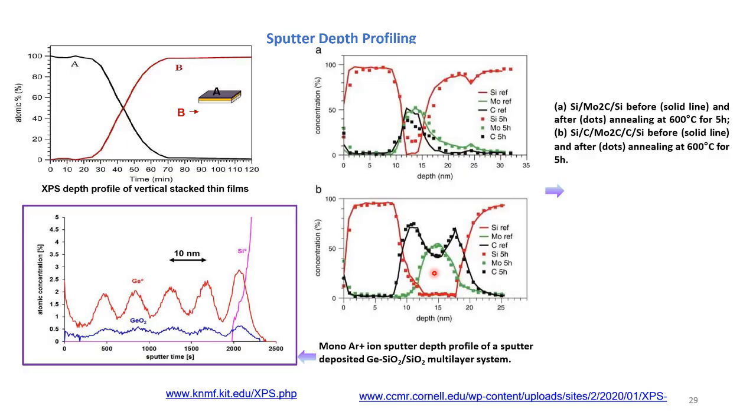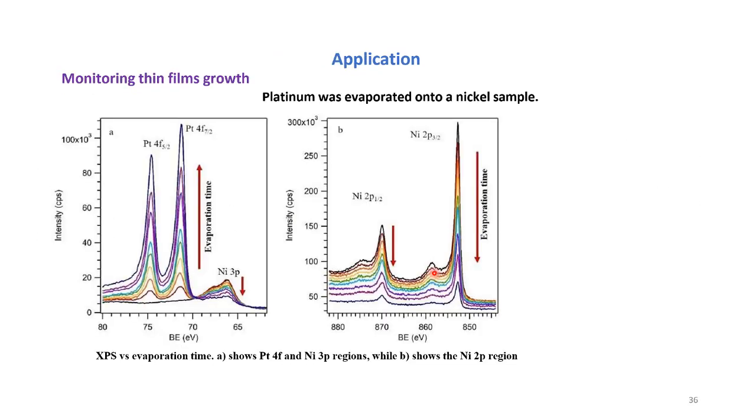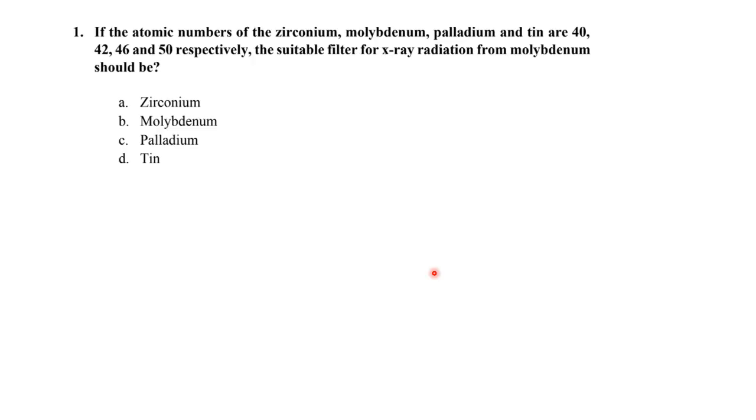I'll go to the question and answer first because I'm not having much time. If the atomic numbers of zirconium, molybdenum, palladium, and tin are 40, 42, 46, and 50 respectively, the suitable filter for X-ray radiation from molybdenum should be? Can anyone tell me what should be the answer for this?